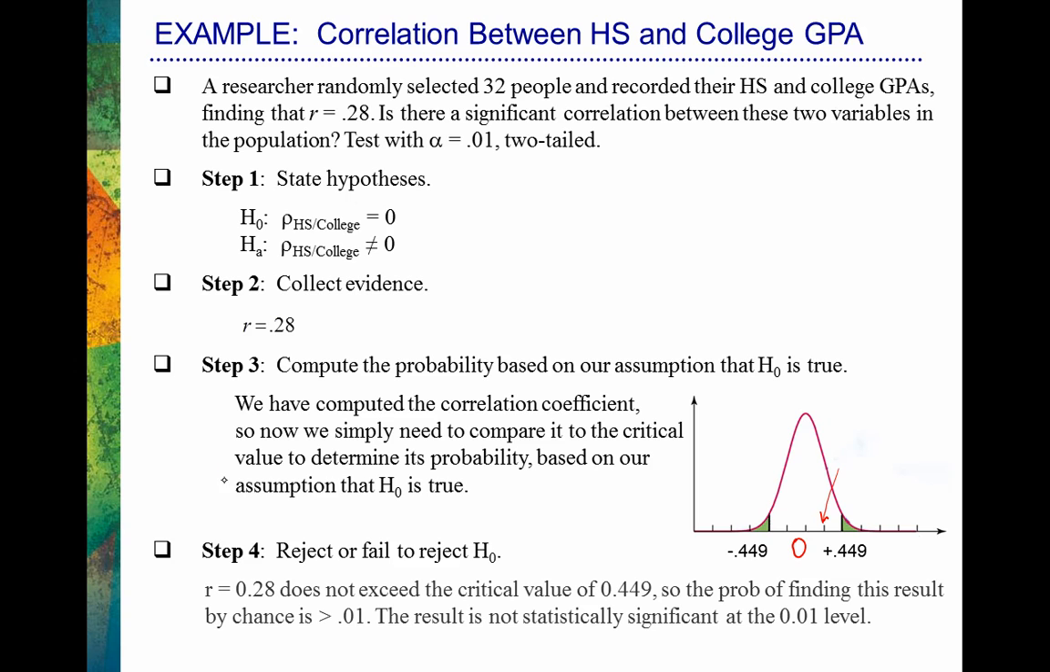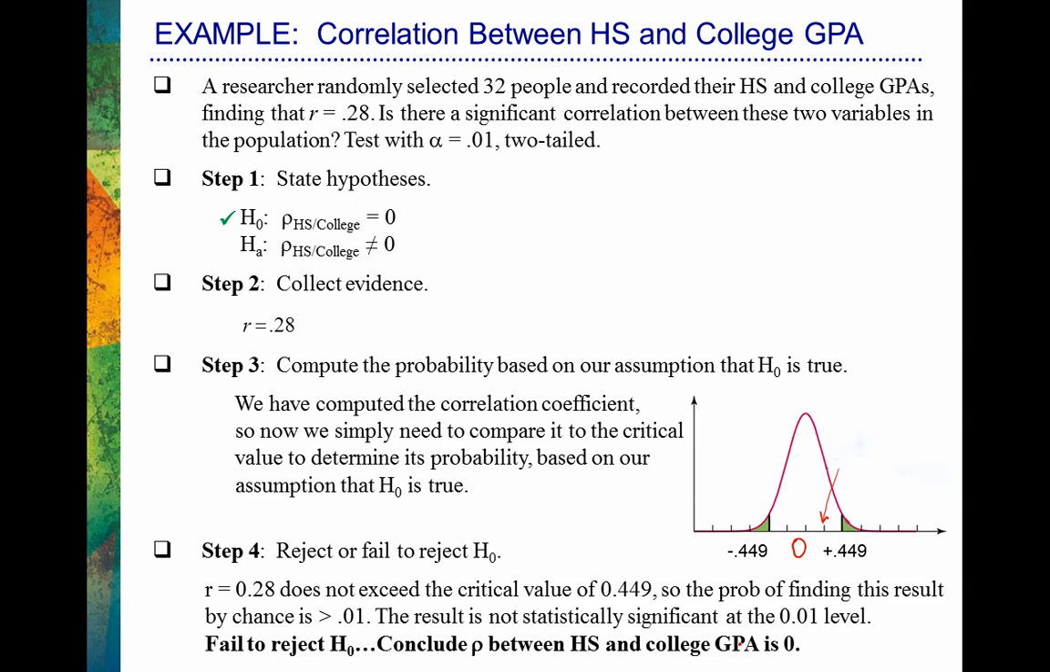So let's go through our reasoning for it. Our sample correlation of 0.28 does not exceed the critical value of 0.449. So the probability of finding this result by chance is actually greater than 1%. And we all know when we see that greater, we do not have statistically significant results. So the result is not statistically significant at the 0.01 level. We will fail to reject the null hypothesis, which in other words means we are going to retain it. We're going to keep it. We still think the population correlation equals 0. And we conclude that the population correlation between high school and college GPA is indeed equal to 0.